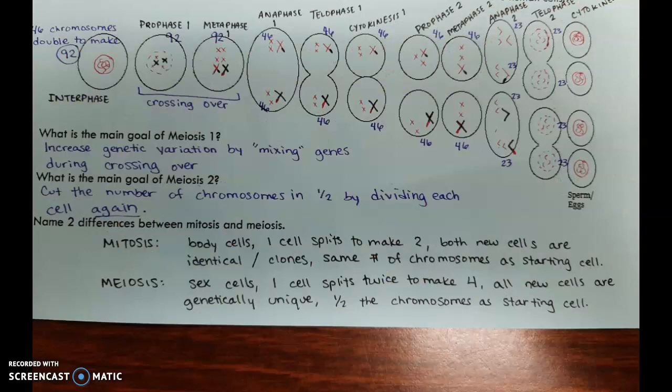Difference between mitosis and meiosis. Mitosis is all about body cells. We go from 1 cell to 2, and both of those new cells are identical with the same number of chromosomes as what you started with. In meiosis, we are trying to make sex cells. So 1 cell is going to go through 2 separate splits so that we end up with 4 cells total, and all 4 of those new cells are genetically unique, and they do not have the same number of chromosomes. They've got half the number of chromosomes as the cell you started with.